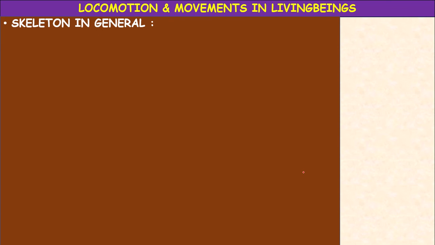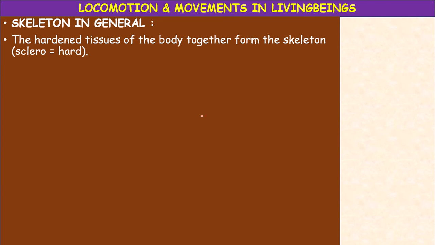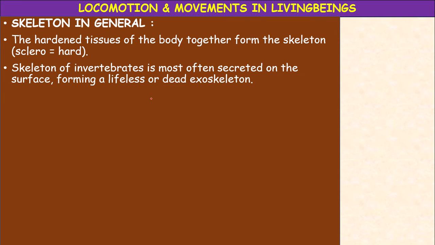about the skeleton in general. What we have studied, again, let us recall. The hardened tissues of the body together form the skeleton. Sclero, the Greek term, the meaning is hard. Skeleton of the invertebrates is most often secreted on the surface, forming a lifeless or dead exoskeleton.